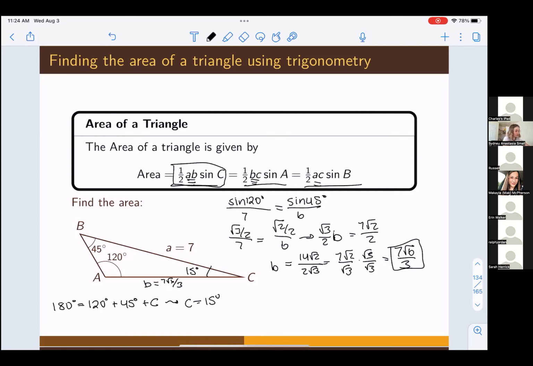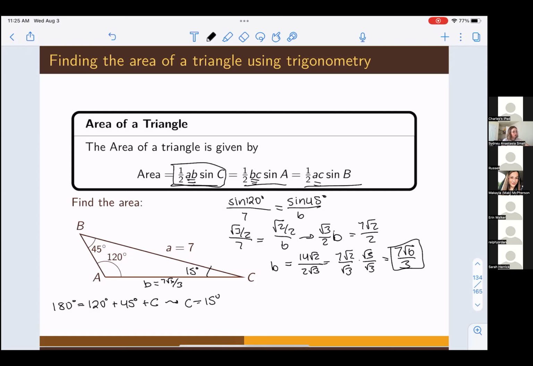Now that I've almost entirely solved this triangle, I'm able to use the area formula. And you will have to do that sometimes. Sometimes you'll be able to just use the formula right off the bat. You're just perfectly given the right information. Sometimes you'll need to do a little extra work. This was one of the cases where you needed to do a little bit of extra work.